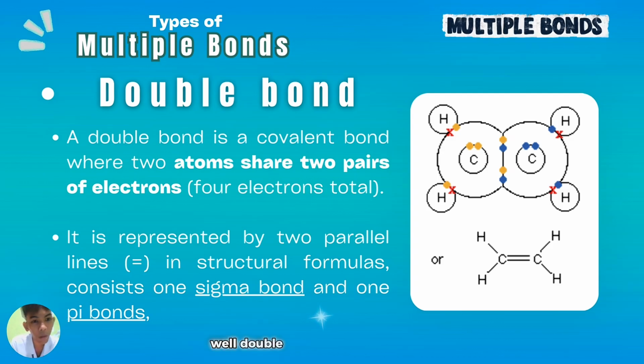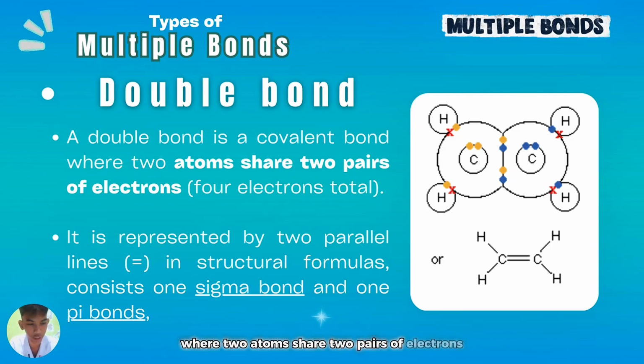Well, a double bond is a covalent bond where two atoms share two pairs of electrons, which totals 4 electrons being shared between two atoms. It is represented by two parallel lines in structural formulas, consisting of one sigma bond and one pi bond.